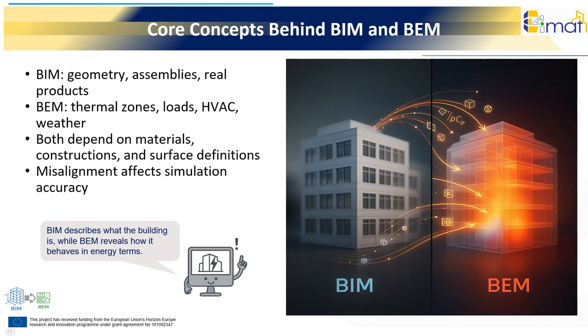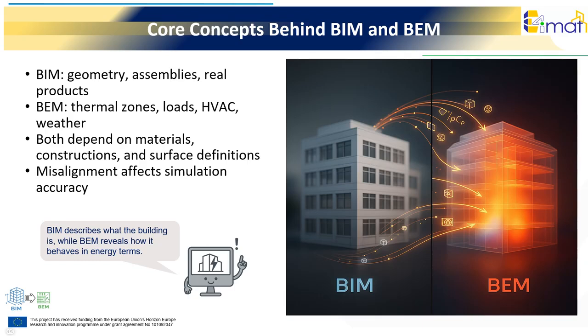Before we continue deeper into interoperability workflows, it's helpful to briefly recap the core concepts that connect BIM and BEM. Understanding these foundations makes it clearer why material data plays such a central role in performance modeling. BIM provides a detailed representation of the physical building. It describes the geometry, the configuration of construction assemblies, and ideally the actual materials or products used in each layer. BIM's purpose is primarily organizational and descriptive. It tells us what the building is made of and how its components relate to each other.